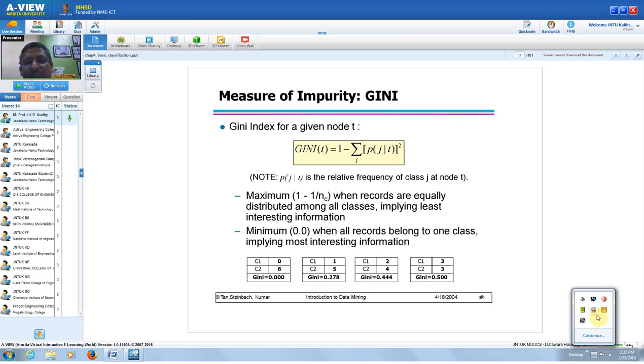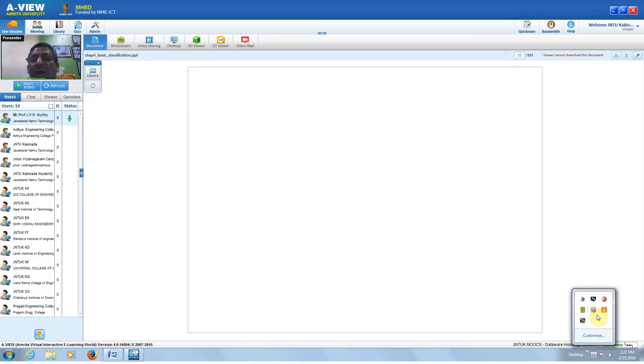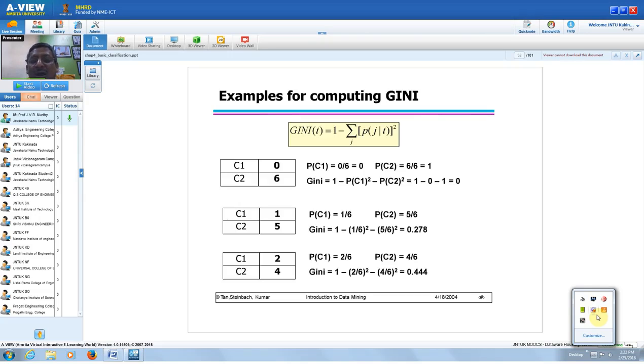So the Gini index increasing implies you have more uneven distribution. That is the meaning. See the calculations are shown here. 1 by 6, 5 by 6, 1 minus (1 by 6) square, (5 by 6) square, 0.278. When it is 2 and 4, this is like this. Okay.